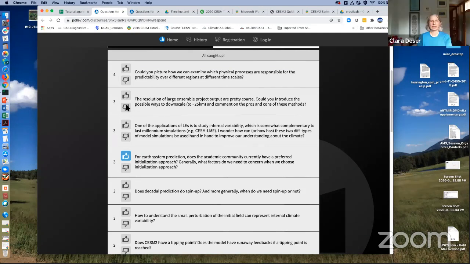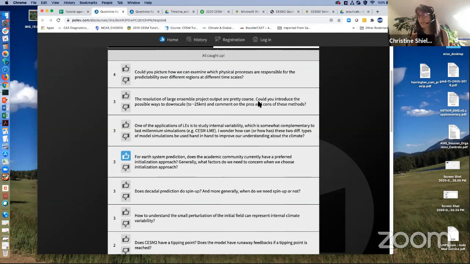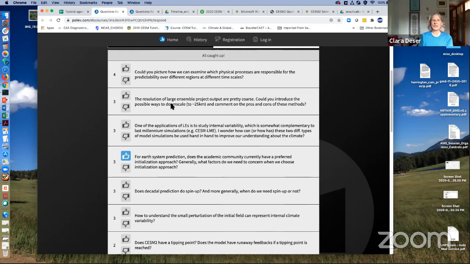All right. The next question: the resolution of the large ensemble project output is pretty coarse. Could you introduce the possible ways to downscale to 25 kilometers and comment on the pros and cons of this method? Does anyone want to take a crack at that? Well, maybe I can say a few words, since people have already done that, and it's a very good question.